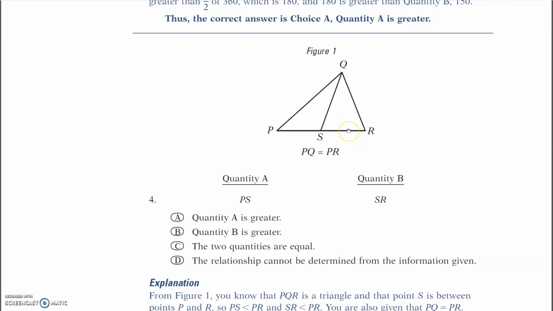So, based on my experience, and that's what I'm giving you now, this answer should be D, because we cannot establish a relationship from the information that is given. C is not the answer, which looks that way, and there is a possibility for PS to be more than SR, and there is another possibility of SR to be more than PS.